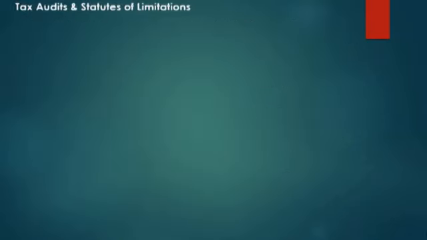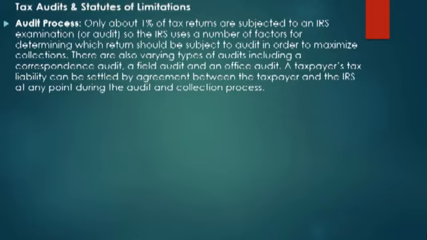Okay, so now we want to think a little bit about the audit process and how the tax laws are administered. And the audit process is kind of interesting in the sense that only about 1% of tax returns are subjected to an IRS examination or audit. So the IRS uses a number of factors for determining which return should be subject to an audit in order to maximize collections. There are also varying types of audits, including a correspondence audit, a field audit, and an office audit. They all have different ways of achieving an audit by the IRS.